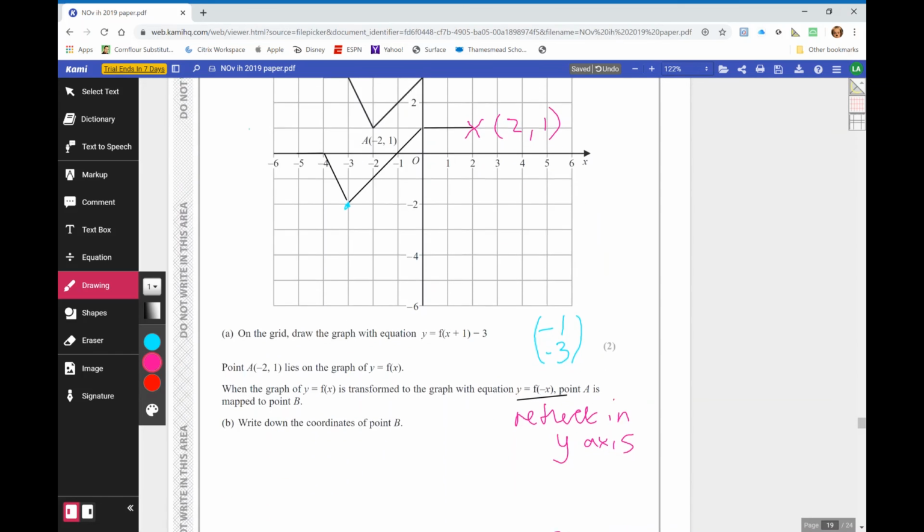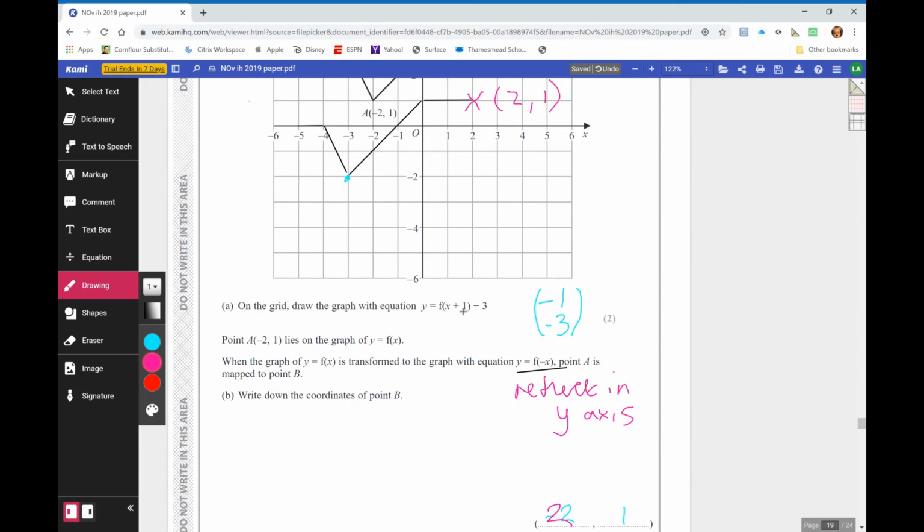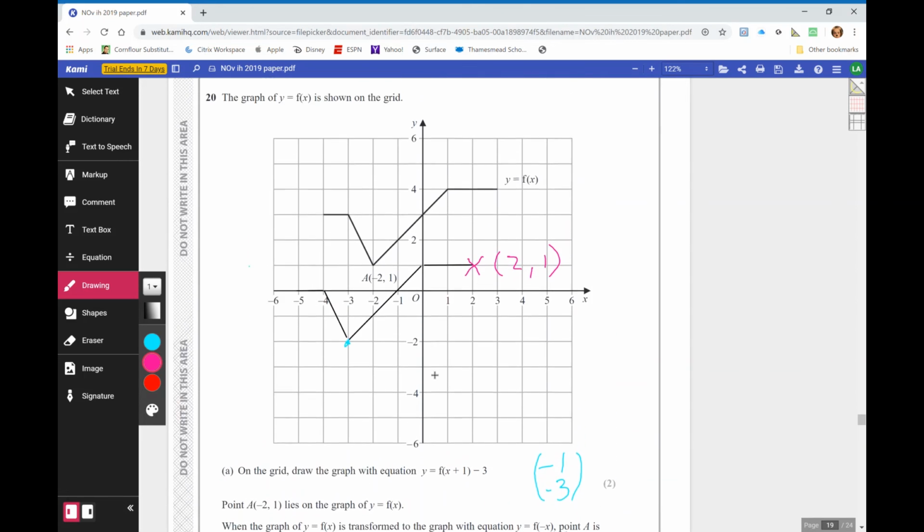Transforming graphs. Really key things to remember is anything inside the bracket affects x values. Anything outside the bracket affects y values. And that's really, if you've just forgotten everything, if you can try and have a go at just remembering that bit. And that's transforming graphs. I'm on question 20.